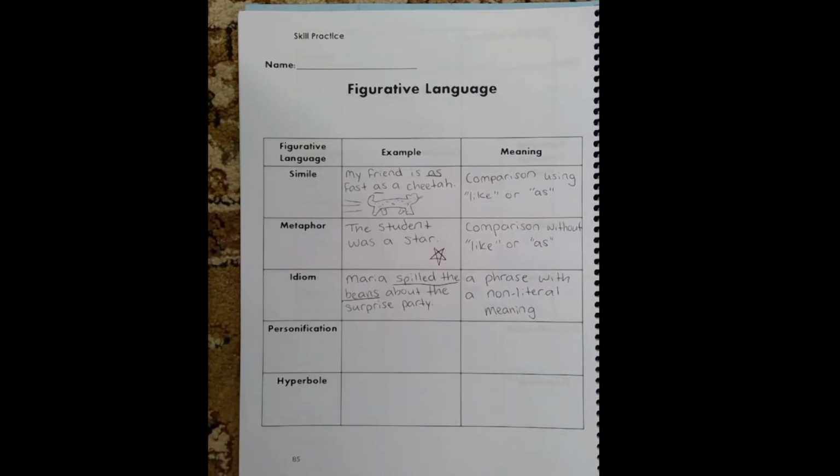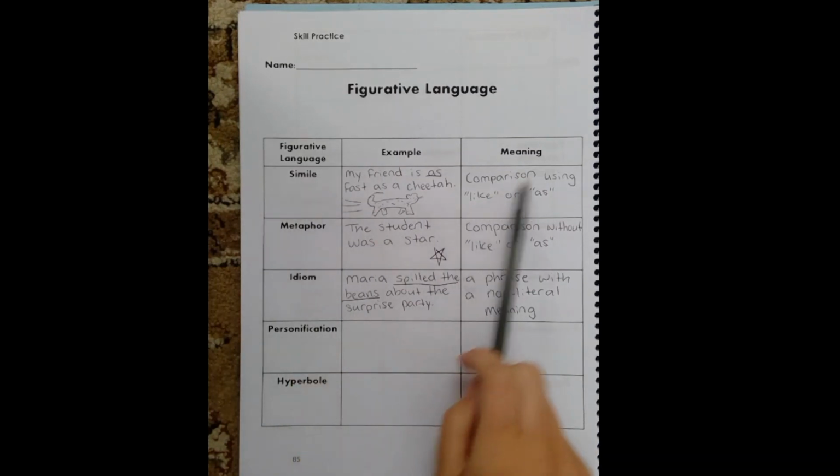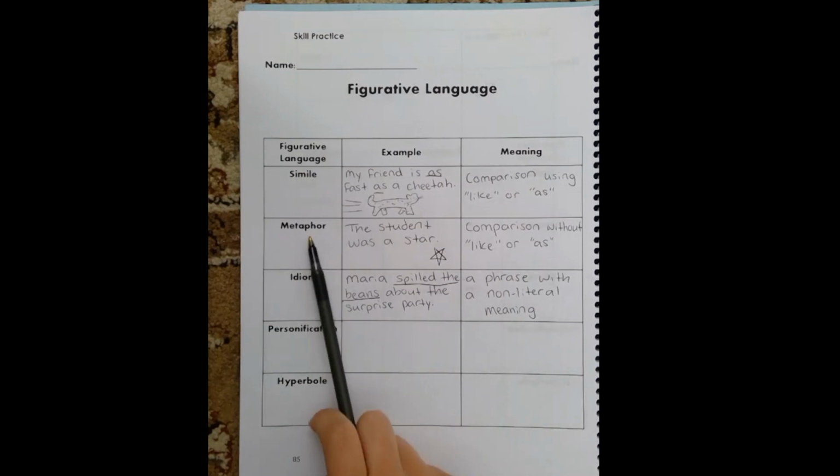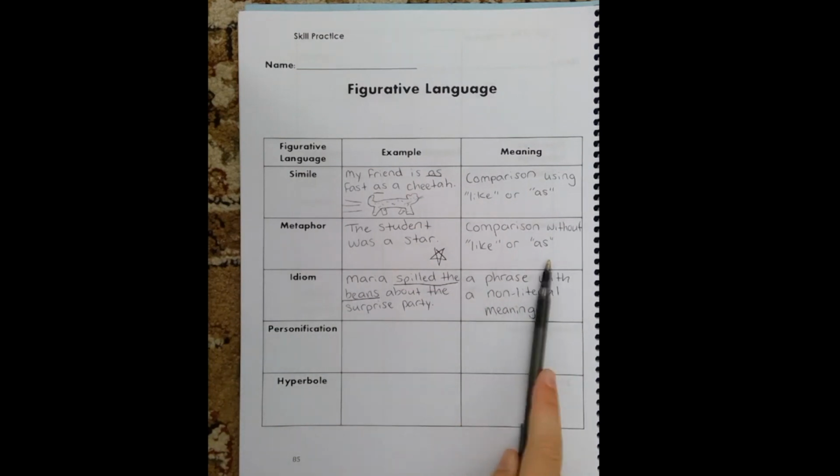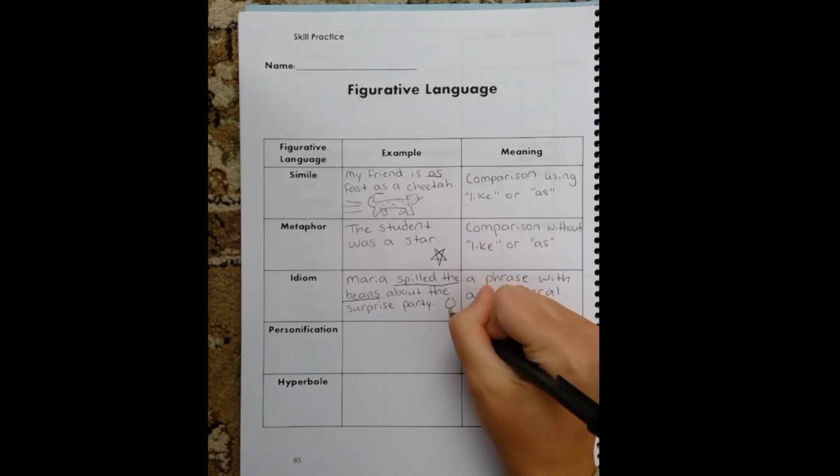And again, you kind of just have to learn these. You have to know them by getting exposed to them through reading and different things. So a simile is that comparison. It has like or as. A metaphor is also a comparison, but without like or as. And an idiom is a group of words that has a non-literal meaning. It has a figurative meaning, and you kind of just have to learn them. I'm going to draw a little balloon.